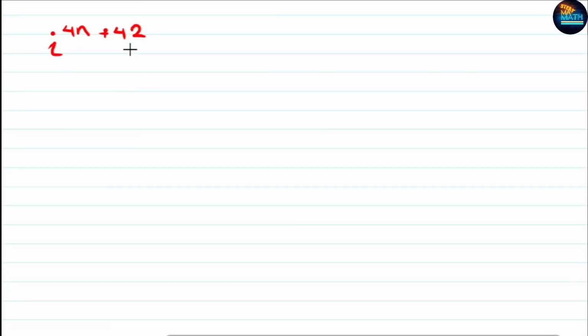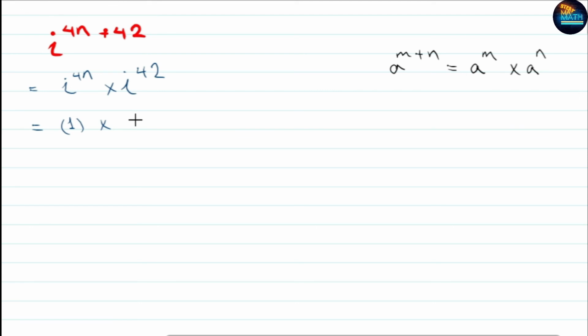Simplify i to the power of 4n plus 42. You know the rule, a to the power of m plus n is equal to a to the power of m multiplied by a to the power of n. So it's the same here, i to the power of 4n multiplied by i to the power of 42. And 4n is a multiple of 4, because 4n means 4 multiplied by n. So of course it's a multiple of 4. So i to the power of 4n is equal to 1. Any power which is a multiple of 4, the answer will be 1.